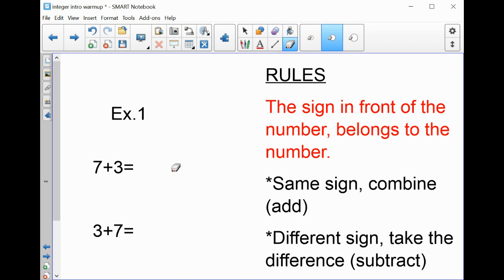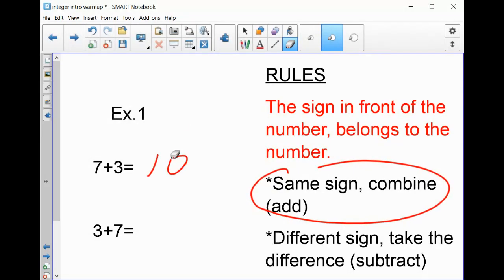All right, so anyway, we have a positive 7 and a positive 3. That means they are the same signs. Combine them, add them. So that'd be 10, right? And we keep the sign of that number.